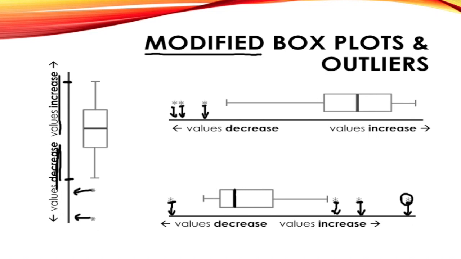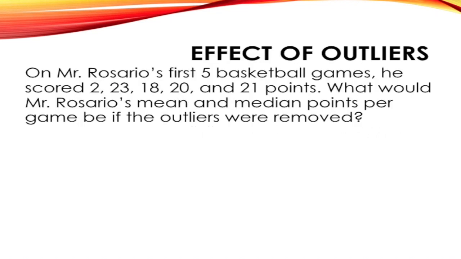So what kind of effects can they have on your data set? Specifically on the center, on the spread? Well, let's look at this. Here's an example in which Mr. Rosario has 5 basketball games. It says, in Mr. Rosario's first 5 basketball games, he scored 2 points, 23 points, 18 points, 20 points, and 21 points. What would be Mr. Rosario's mean and median points per game, especially if the outliers is removed? Or if the outliers were removed.